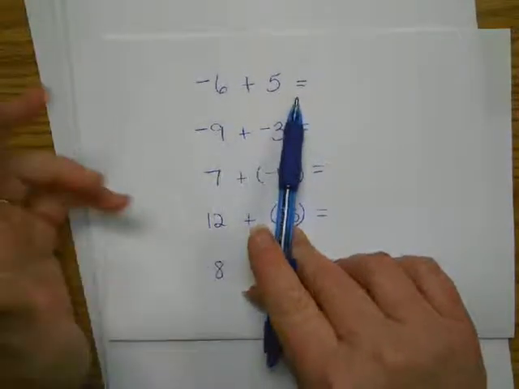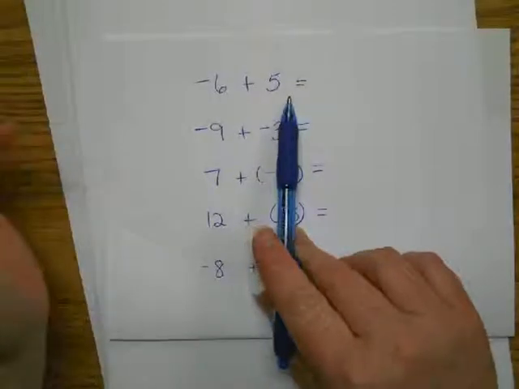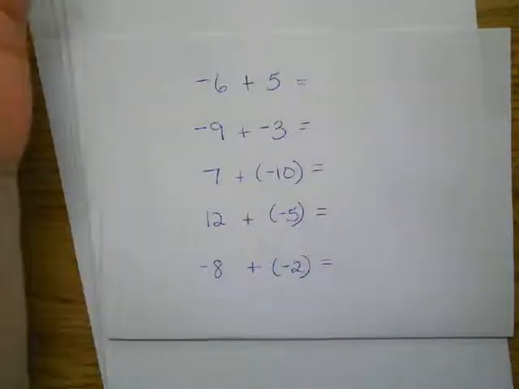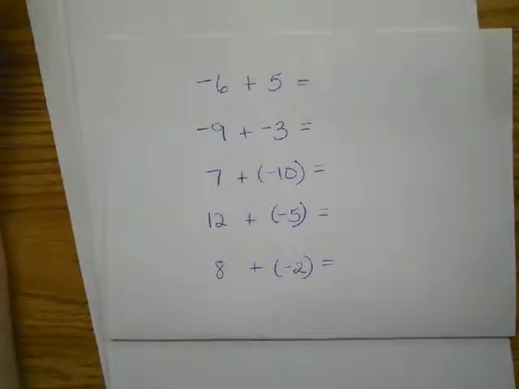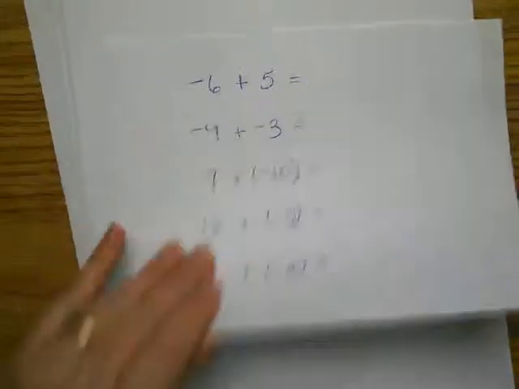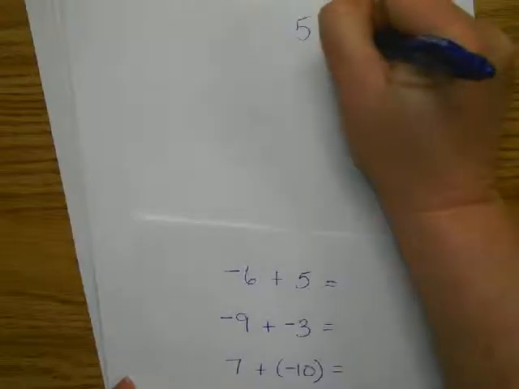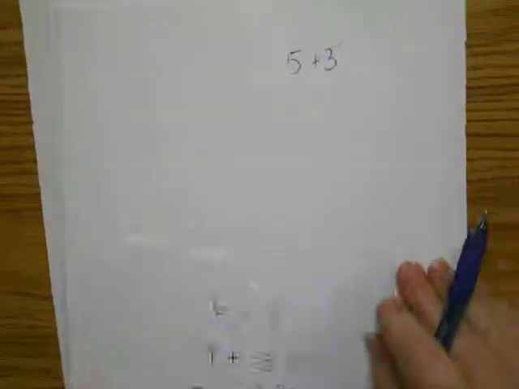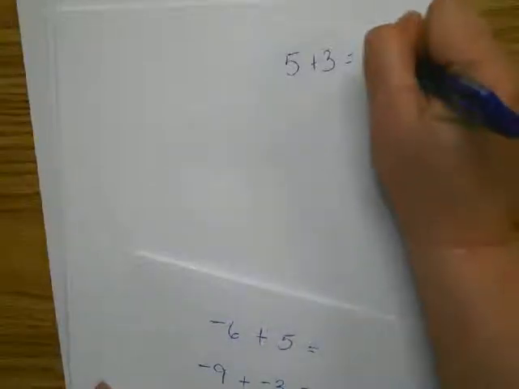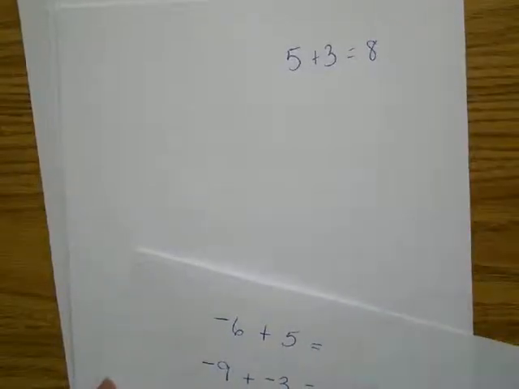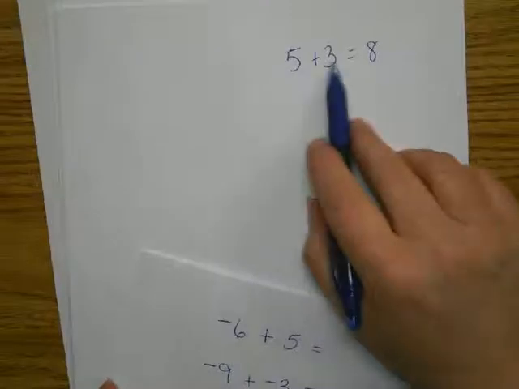The rules kind of are this. If you have both positive, like what we've been working with since we were in first grade, then we just add like normal. For example, if you had 5 plus 3, they're both positive, so we just add and it stays positive 8. We can visualize it as white plus white stays white.